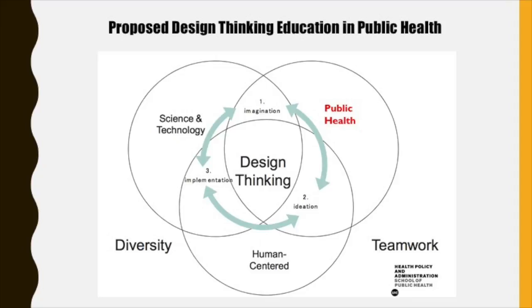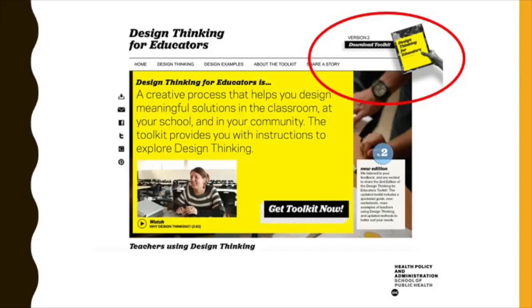This is a framework that has been shown to see how different fields can interact using design thinking. So look at the science and technology has a circle, human centered, which is part of the humanities, and on this outer circle, it was actually business. But I replaced it with public health because I think this is an opportunity that public health can intersect using design thinking. Tim Brown is very passionate about the design thinking process, and he wants to share this especially to educators.